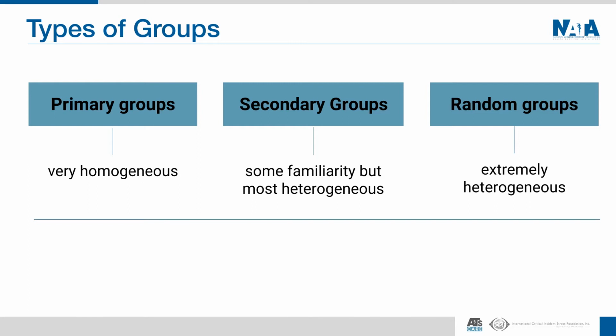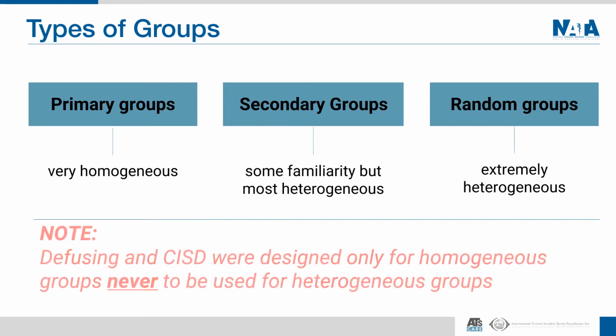And then we have what we call random groups, and these groups are extremely heterogeneous, and we really have trouble finding common threads that would tie the people in that group together. The diffusing and the critical incident stress debriefing are designed only to be used with homogeneous groups, and they should never be used with heterogeneous groups because of the lack of similarity in experience, training, exposure, etc.